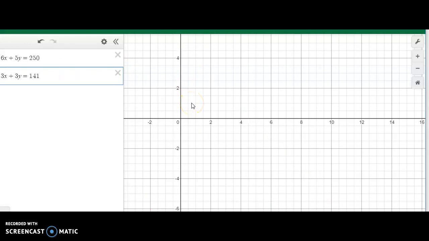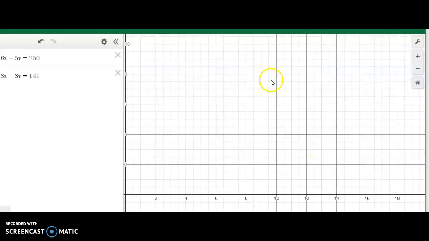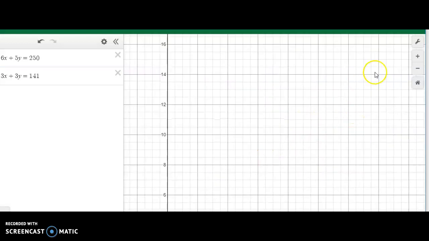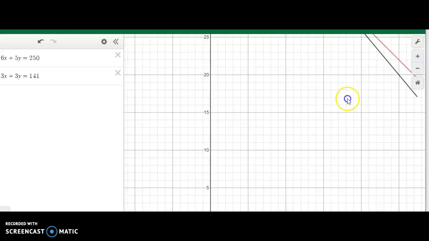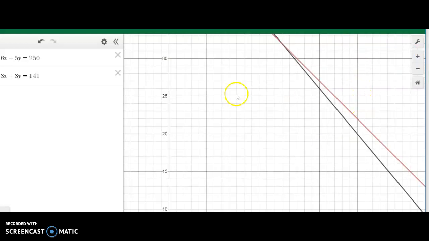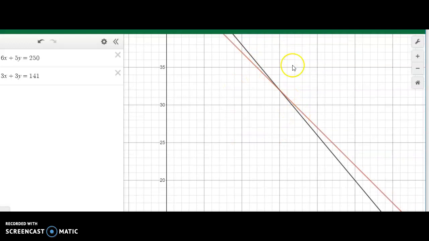Now, I don't see anything on my graph. There are 2 lines, they're just not on the screen. So all you need to do is scroll around until you can find them, and you can zoom out if you want to look for them a little easier. And when I did that, I started to see, there's my 2 lines. I can see they intersect right here somewhere. A point pops up, click that point, and my solution is (15, 32).